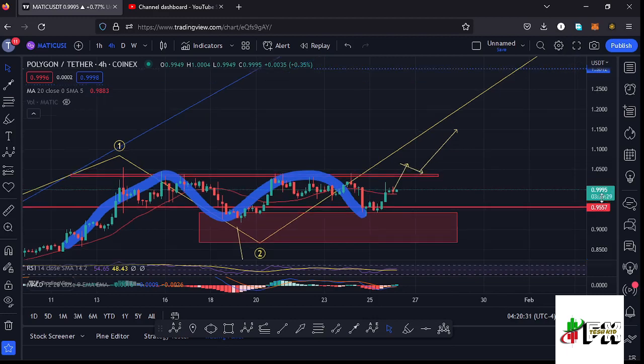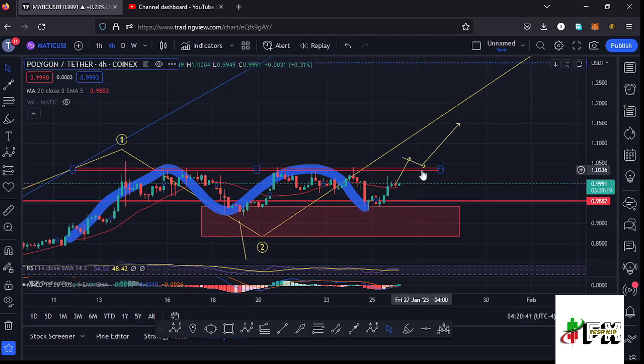of the area of support at around the $0.9557 mark, and also the 20-day MA here on the 4-hour chart, and manage to break above this key area of resistance at around the 1.05 and continue pushing even higher.